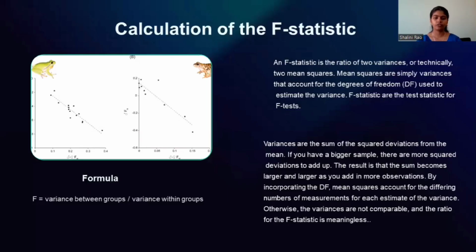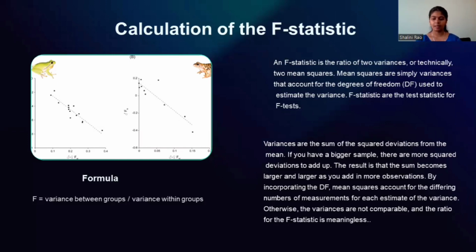Next, we have calculation of the F statistic. An F statistic is the ratio of two variances, or technically two mean squares. Mean squares are simply variances that account for the degrees of freedom, df, used to estimate the variance. F statistic is the test statistic for the F test. Variances are the sum of the squared deviations from the mean.